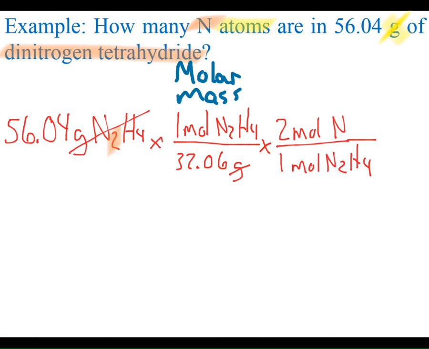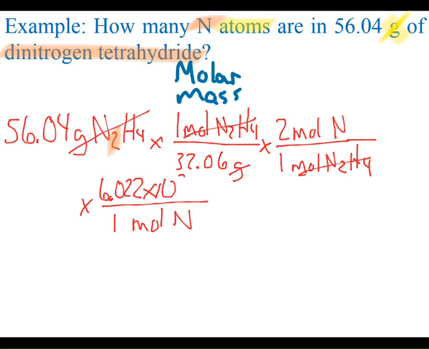Okay, now let me cancel here. Now I'm in moles of N, but I want to be in atoms of N. How do I go from moles to atoms? Avogadro's number. Right. So 1 on the bottom, 6.022 times 10 to the 23rd atoms on top.